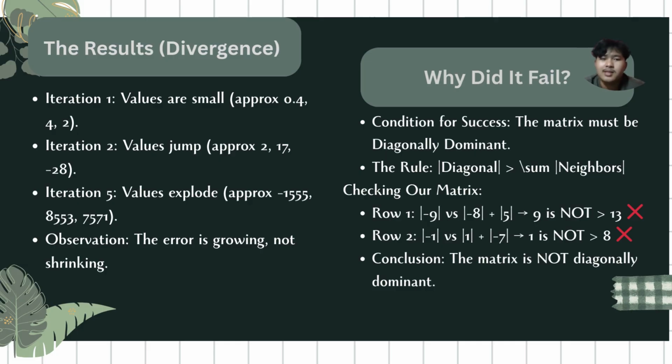So, why did it explode? The Jacobi method isn't magic. It requires the matrix to be diagonally dominant. This means the number on the diagonal needs to be bigger than the sum of the other numbers in that row. When we check our rows, we see that 9 is smaller than 13 and 1 is smaller than 8. Because this condition isn't met, the math guarantees that the answer will diverge.